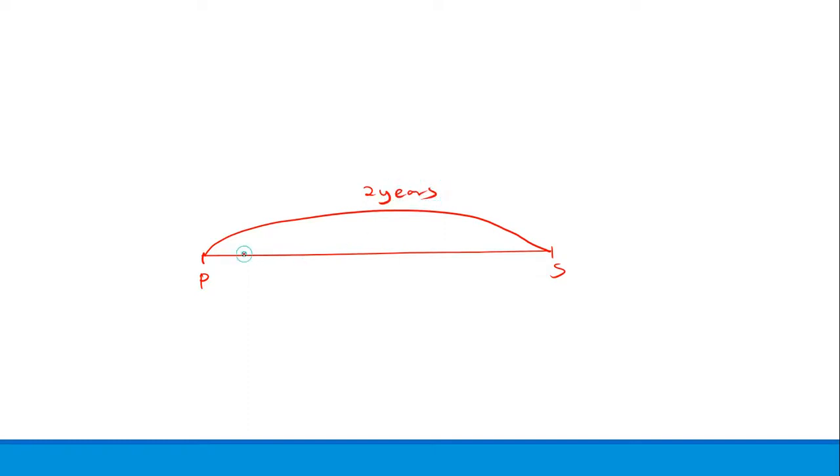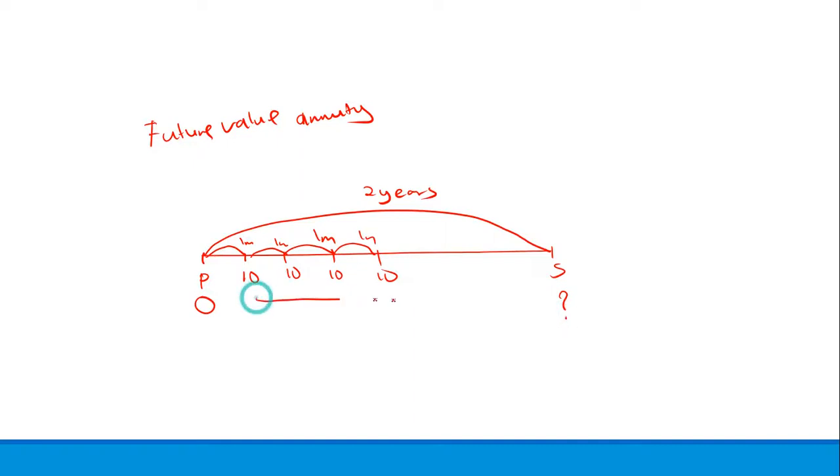You want to pay 10 ringgit every month until 2 years. It means that you want to invest or save the money every month until 2 years, and because the starting amount is 0, you want to know what the end amount is, how much you get.